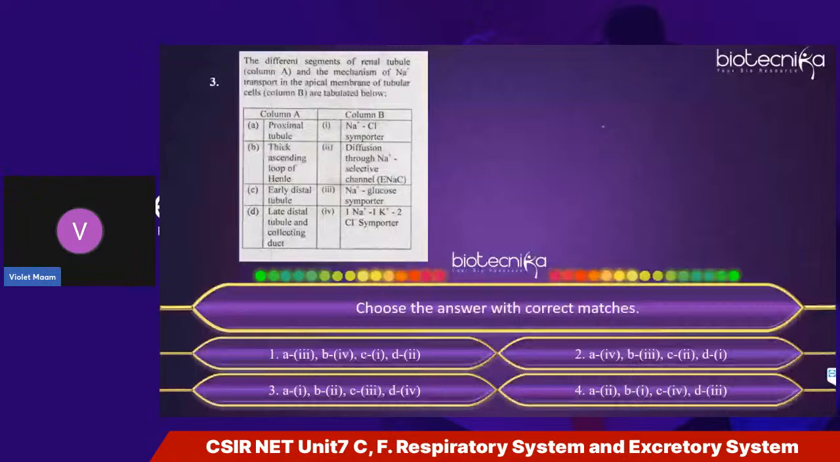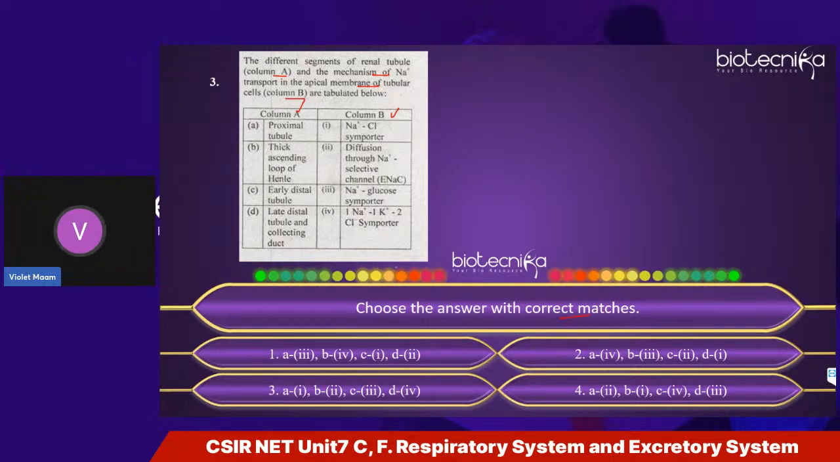Okay, next question is related to excretory system. So this is a match the following type of question. So different segments of renal tubule, column A, and the mechanism of sodium transport in the apical membrane of tubular cells, that is column B, are tabulated below. So column A is the different parts of the nephron, and column B is the different mechanisms that are used for the sodium transport in the apical membrane of tubular cells. So you have to choose the answer with correct matches.